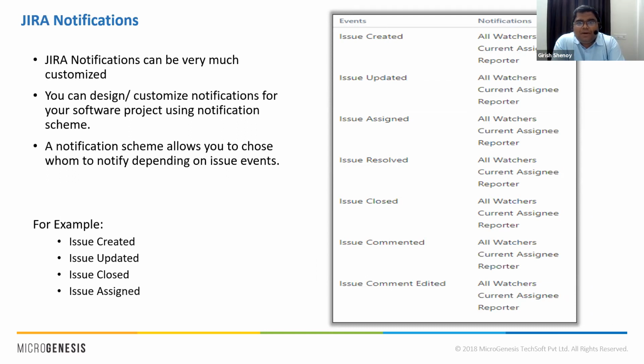It allows you to tune or configure when you want to trigger email notifications and to whom you want to trigger them. For example, issue created. Here it says all watchers of the issue, then the current assignee and reporter of the issue will get a notification. Similarly, you have various events for which you can trigger custom notifications.